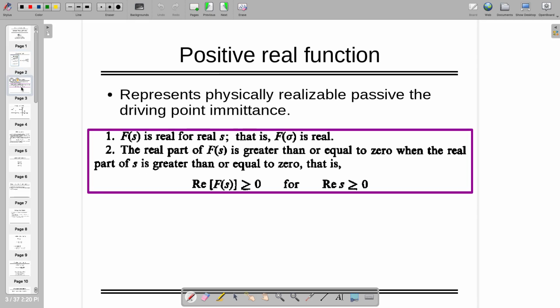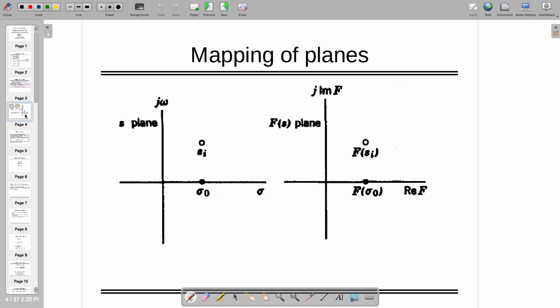Now a positive real function is the one, if it is denoted with f of s, then if this Laplace operator s is real, then f of sigma is also real. And similar to that, f of s is always greater than or equal to 0 when the real part of s is greater than or equal to 0. You can map all these Laplace entries to f of s as it is, because there will be some linear equation.